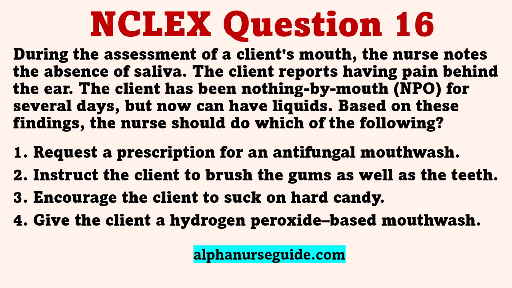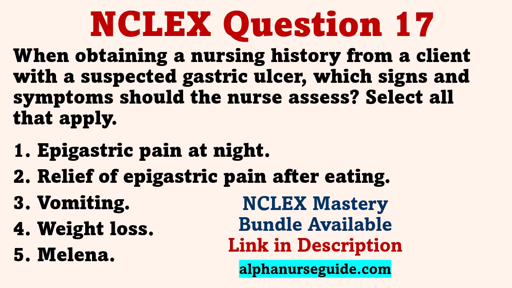When obtaining a nursing history from a client with a suspected gastric ulcer, which signs and symptoms should the nurse assess? Select all that apply. 1. Epigastric pain at night. 2. Relief of epigastric pain after eating. 3. Vomiting. 4. Weight loss. 5. Melena.